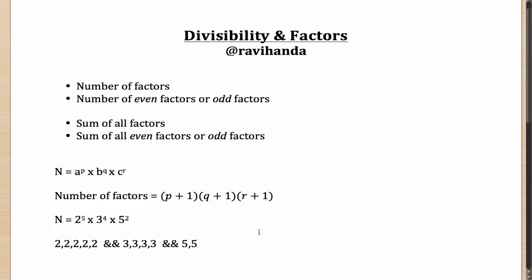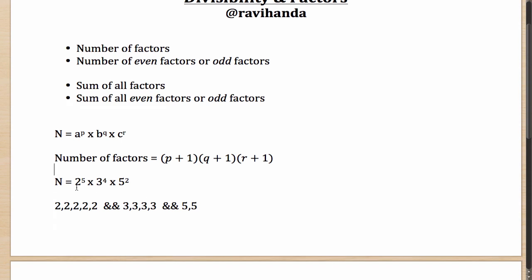For that, let us take an example. Suppose I am given a number n which is 2 to the power 5 into 3 to the power 4 into 5 to the power 2, and I am supposed to find out its factors. So essentially what I have is 5 2's, 2 2 2 2 2, and I have 4 3's and I have 2 5's.